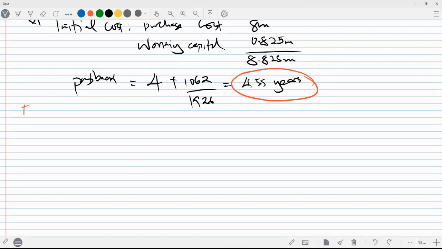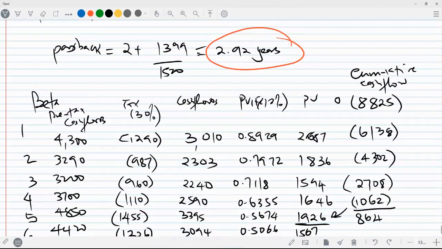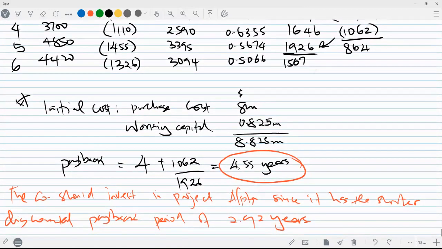Okay, the company should invest in project alpha since it has a shorter payback period. It has a shorter discounted payback period, 2.92 years.